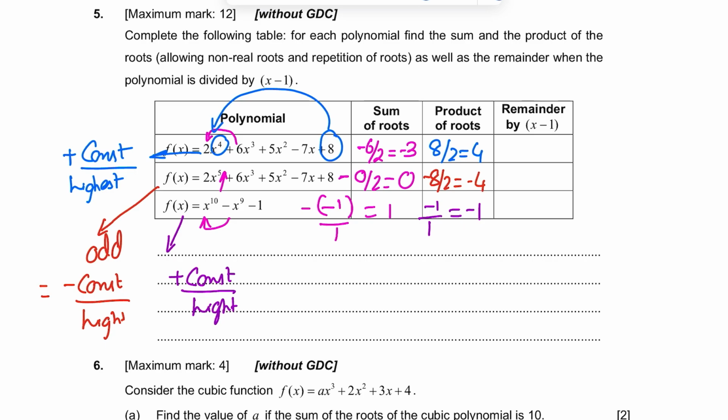Remainder, when divided by x minus 1, just plug in 1 in the equation. So when I plug in 1 in the equation, I'm going to get 14. When I plug in 1 in the second equation also, I'm going to get 14. When I plug 1 in the third equation, I'm going to get negative 1.